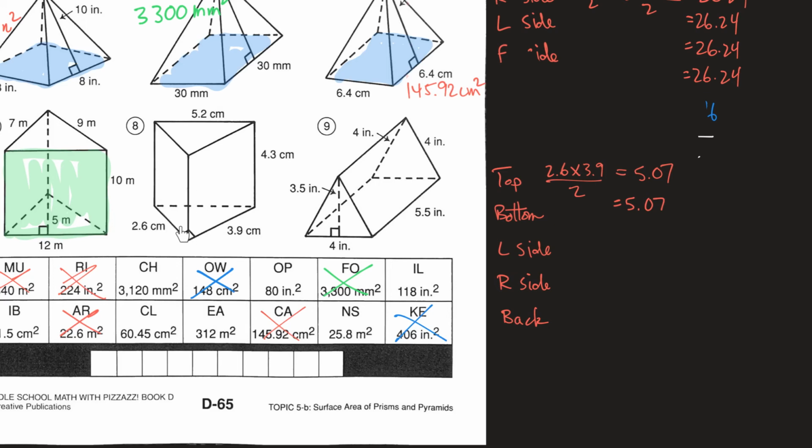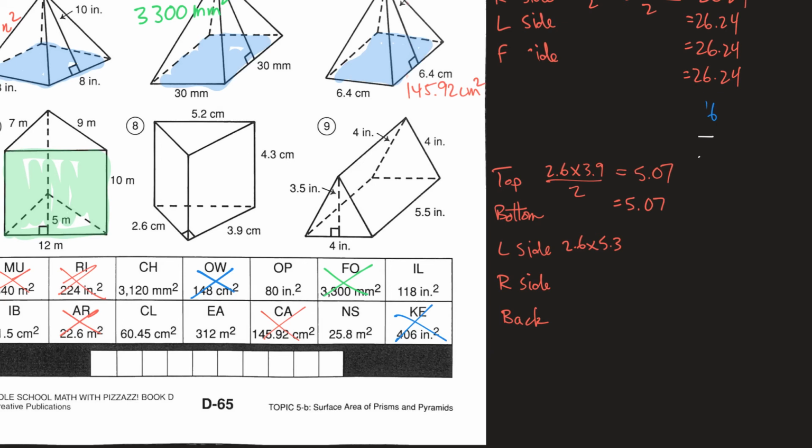So what I need is 2.6 and this length, which is this right here. 2.6 times 5.3. So that's a rectangle. So 2.6 times 5.3, I'll do that in a moment. Let me get the other one here. The other side, the right side, is going to be 3.9 times 4.3. That gets us the area of this right side.